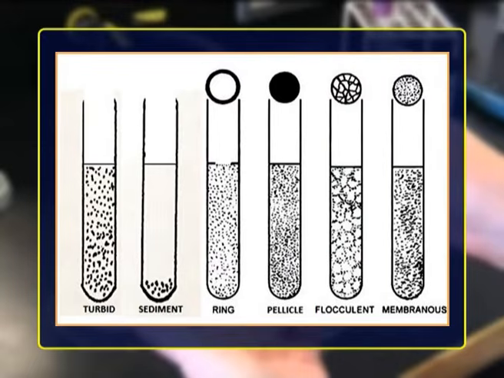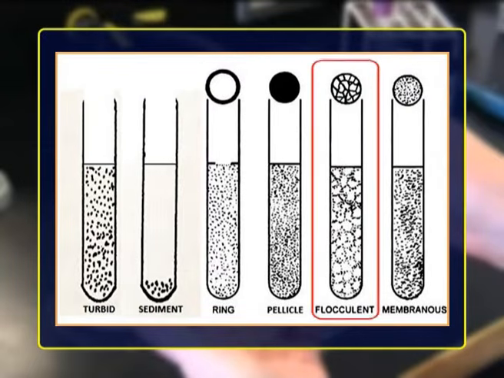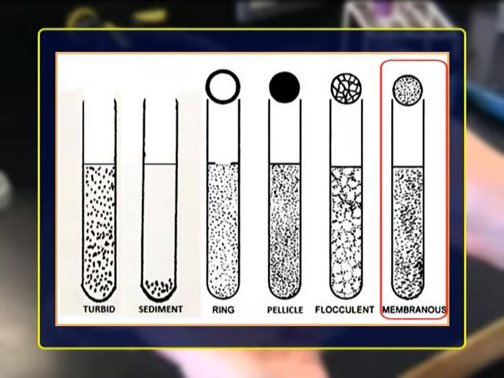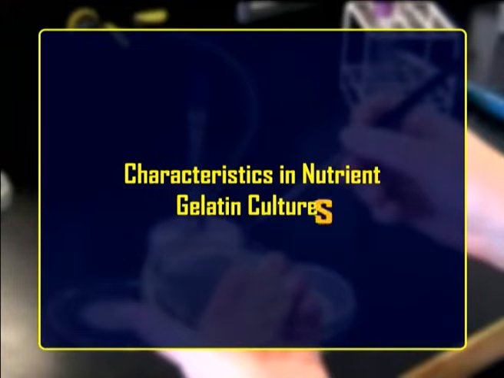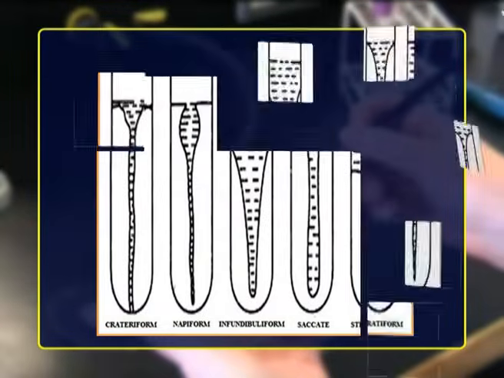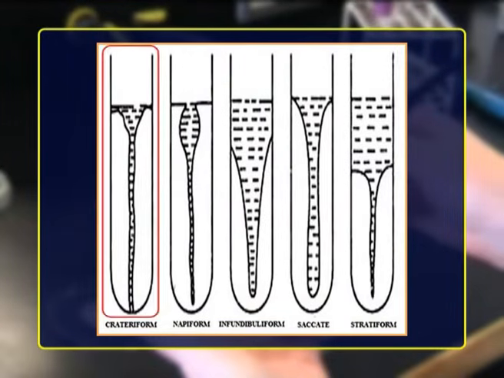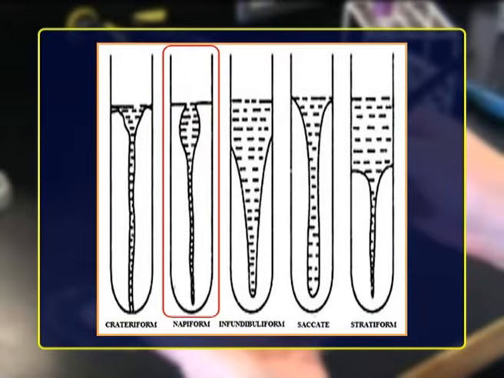Flocculent: flaky aggregates dispersed throughout. Membranous: growth is a thin skin at the surface. Now the characteristics in nutrient gelatin cultures. Firstly, crateriform: the liquefied surface area is saucer-shaped. Napiform, with bulbous-shaped liquefaction at the surface.